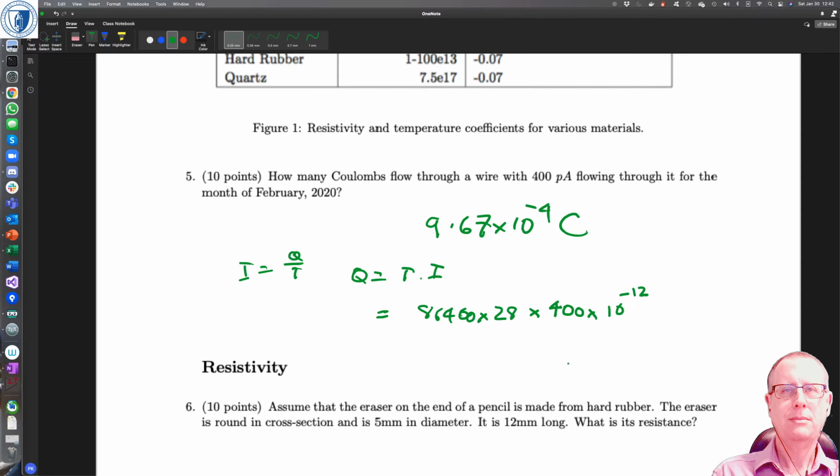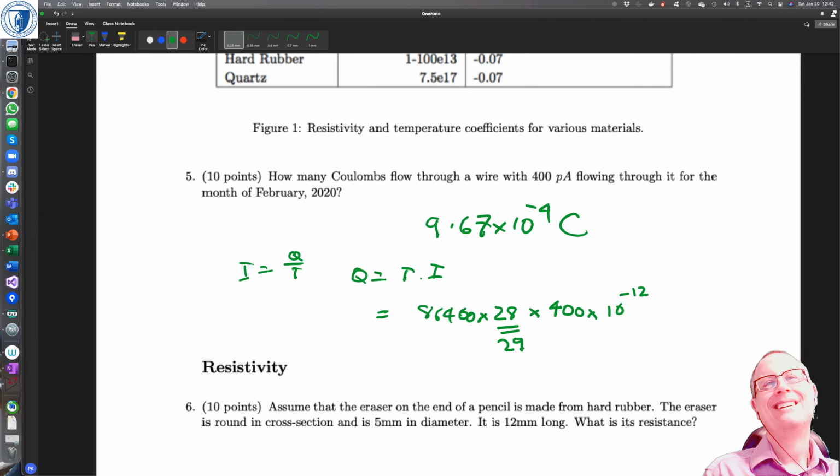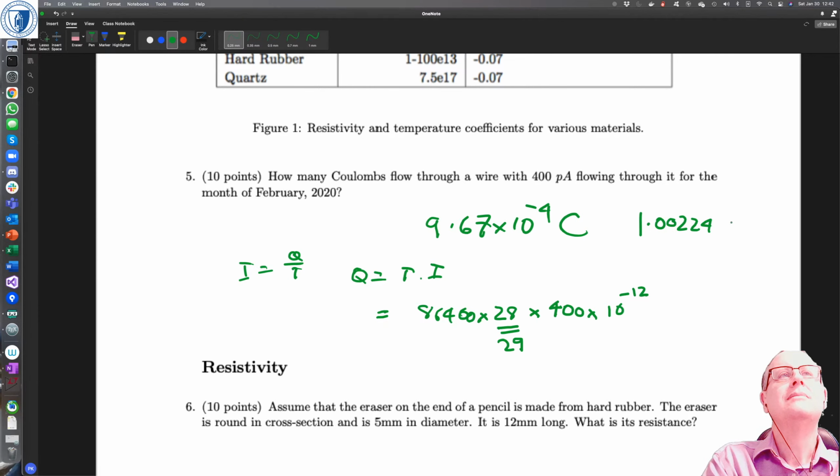So I did the same thing, except I multiplied it by 29 because this is why it was a trick question. It was a leap year in February 2020. Exactly. So it was 2,505,600 seconds times 400 times 10 to the negative 12, and the answer I got was 1.00224 by 10 to the negative 6. I vouch for him too. I realized I did the month of 2021, not 2020.